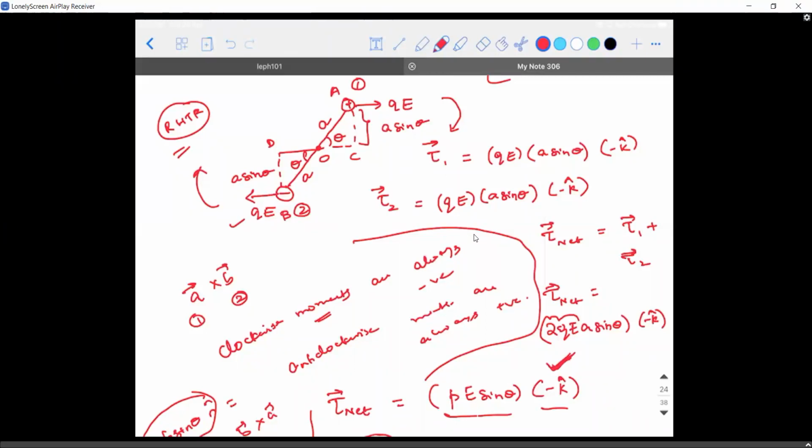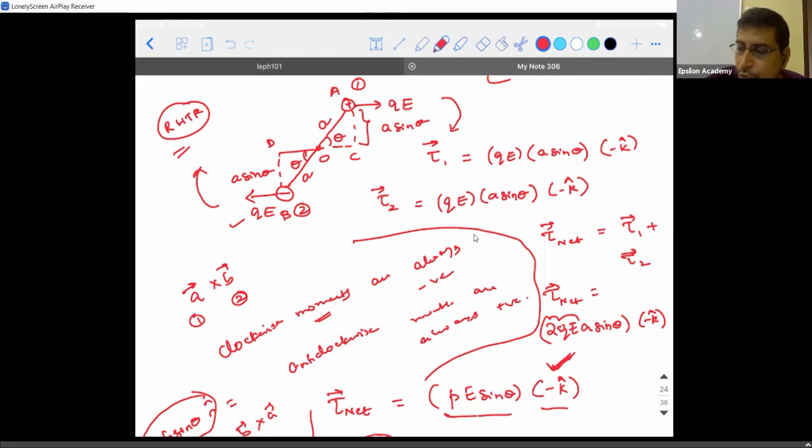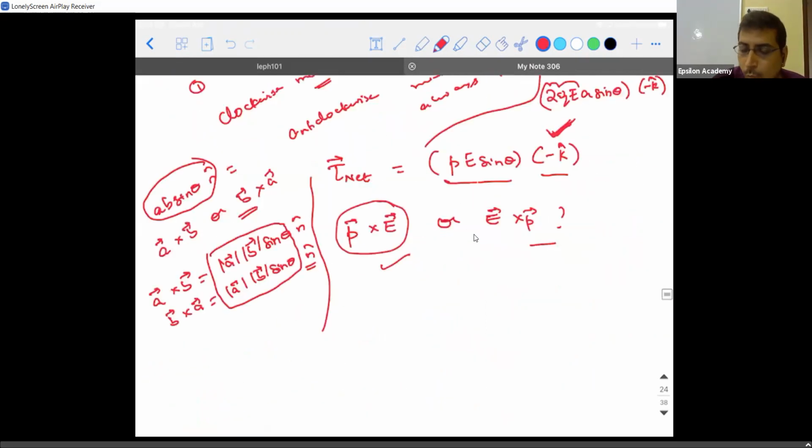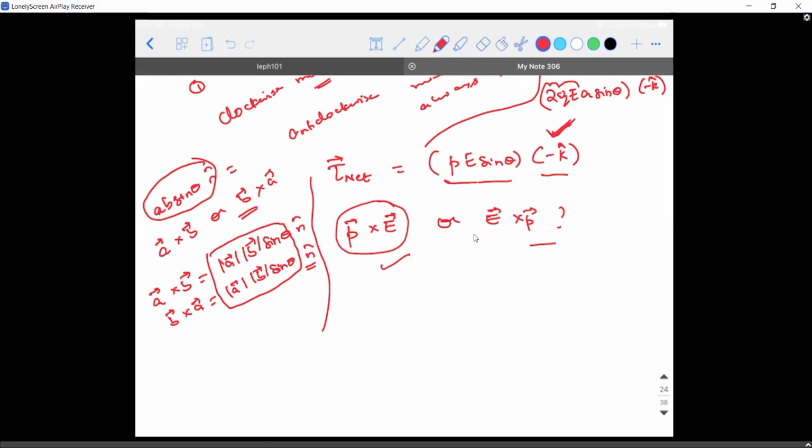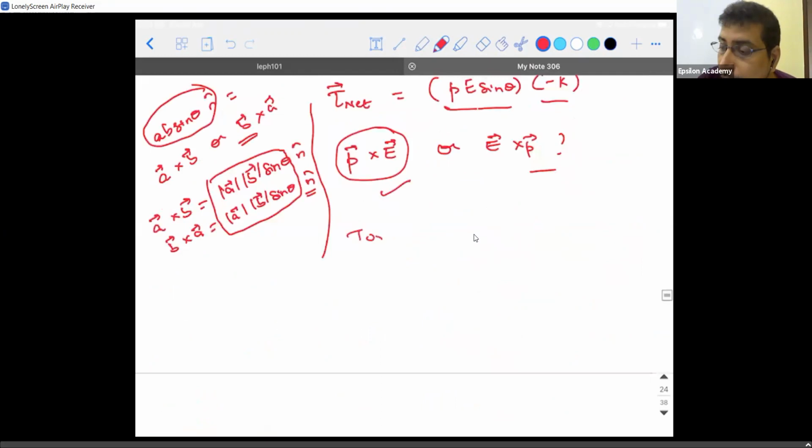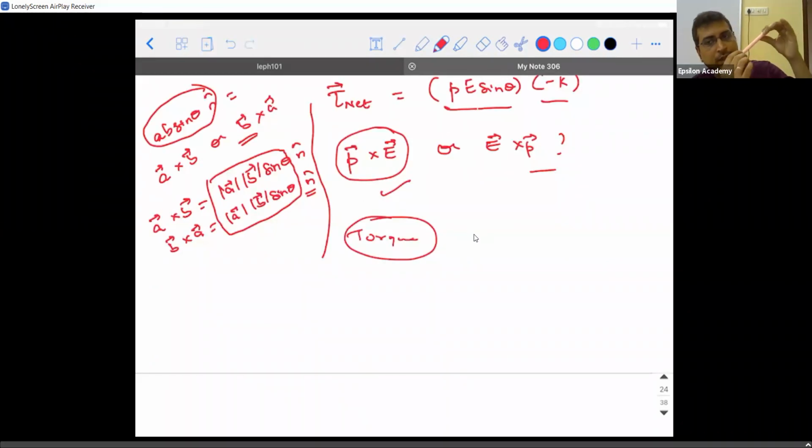Guys, write down the conclusion. What is the conclusion? When a dipole is placed in, underline the word, uniform electric field, it experiences torque. Means the dipole in the uniform electric field will be only rotating like this. It will continuously be rotating. Nothing else it will do.